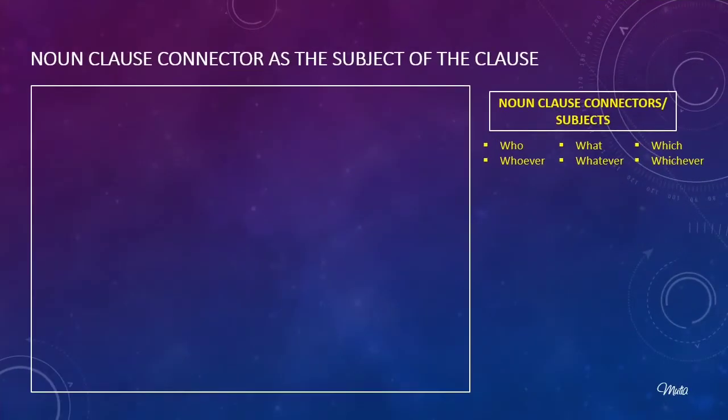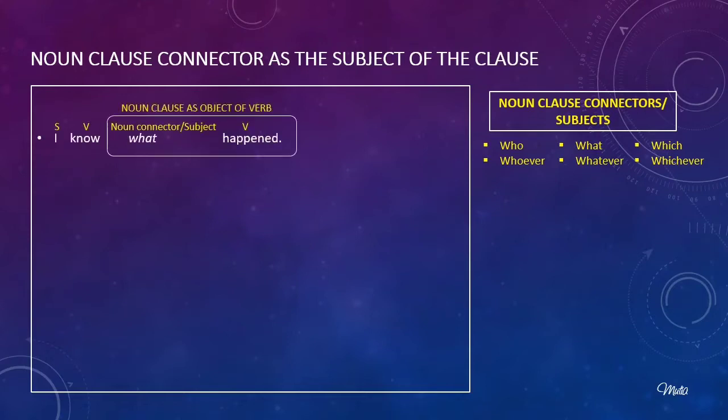A noun clause connector can also be the subject of the clause at the same time. For example, I know what happened. In this sentence, the noun clause what happened is the object of the verb know. The noun clause what happened consists of what as the noun clause connector and also the subject, followed by the verb happened.